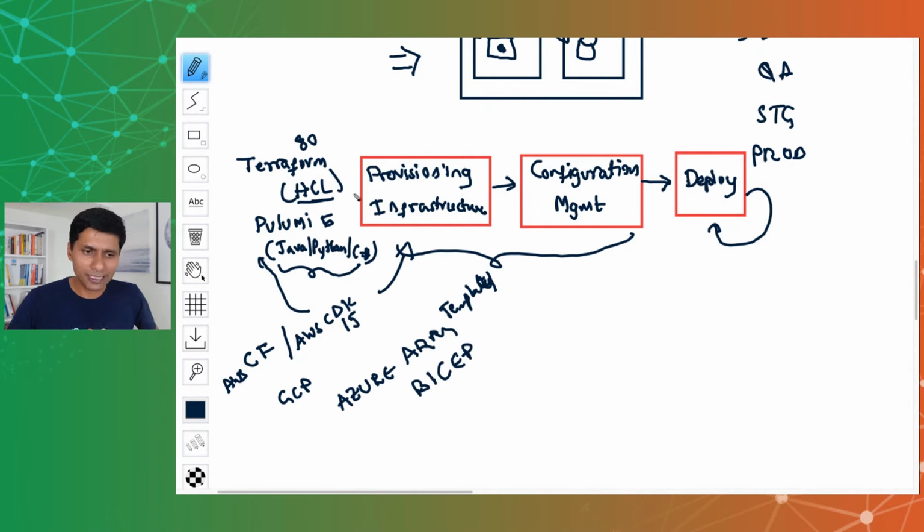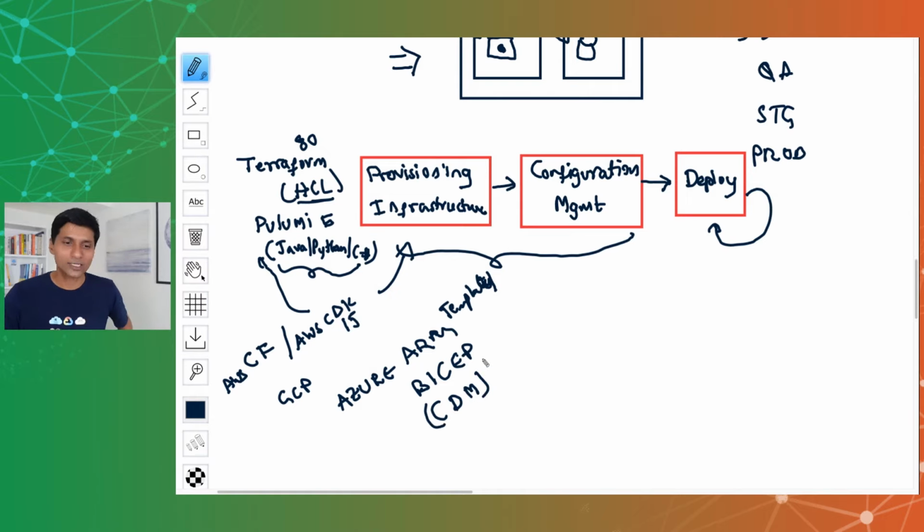I would say Bicep is very, very similar to Terraform in the approach. Bicep also creates a custom domain language. It provides its own custom domain language, which you can use to provision infrastructure. So these are all the options present in the infrastructure provisioning space.